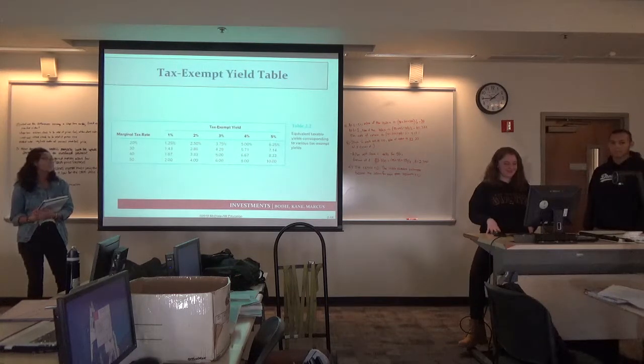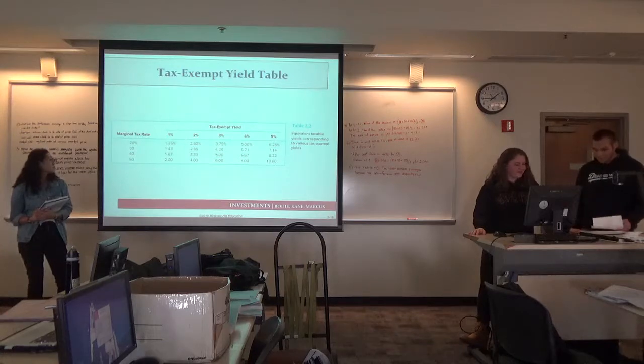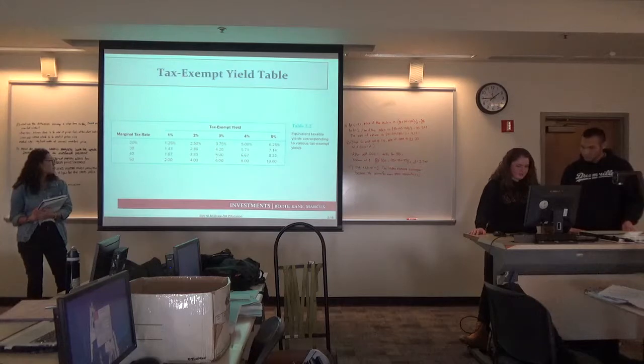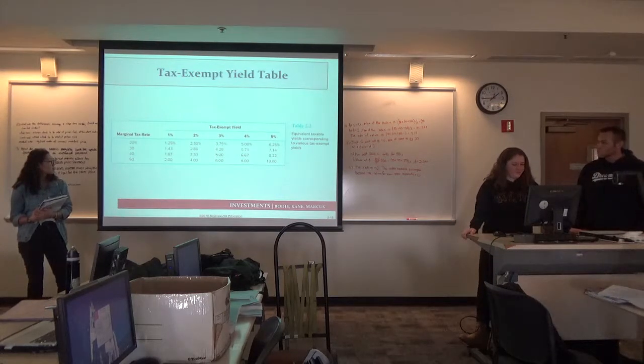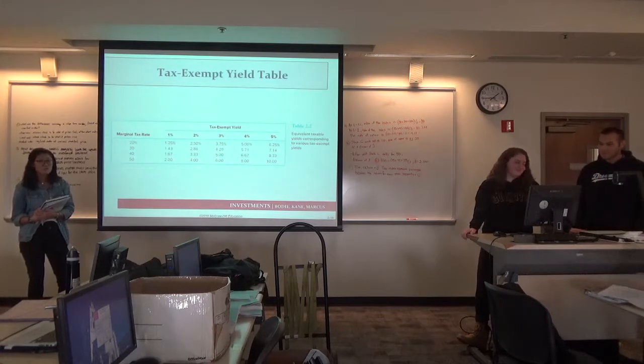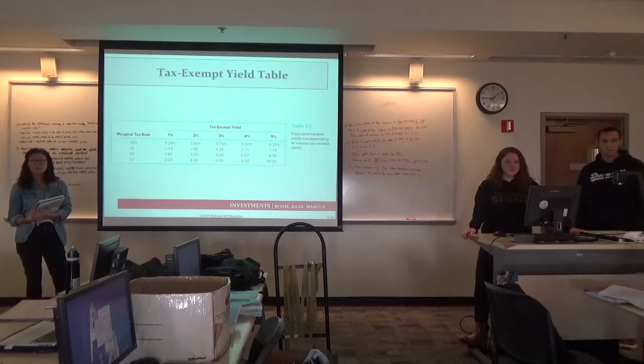Okay. So as you can see at the bottom, the marginal tax rate. As your marginal tax rate increases, and as the tax exempt yield increases, look at the part where it says 5%, 50%. At a 50% marginal tax rate and a 5% yield, you're really getting almost 10%. And at a 1% tax exempt yield, at a 20% tax bracket, you're getting 1.25. So as the yield goes up, but really as the tax rate goes up, you're getting a higher yield.